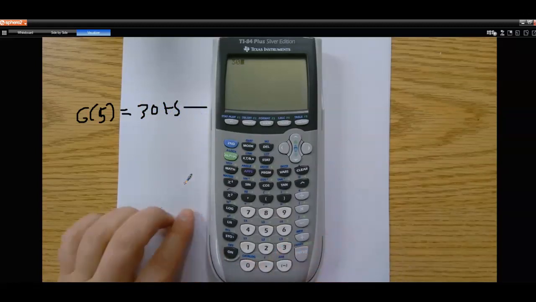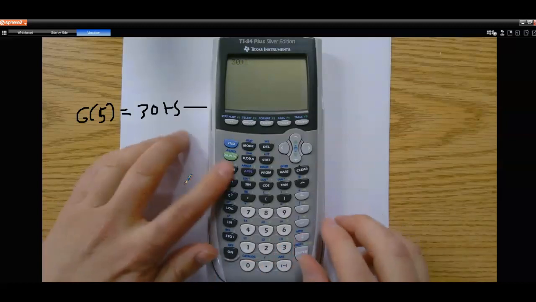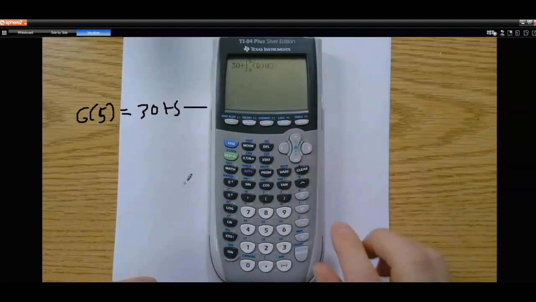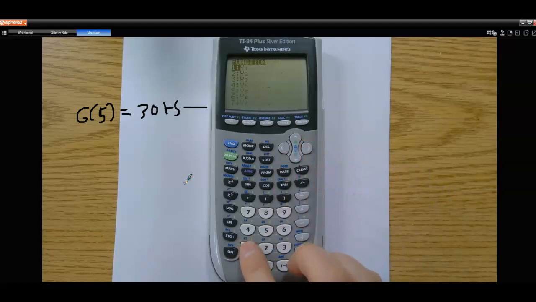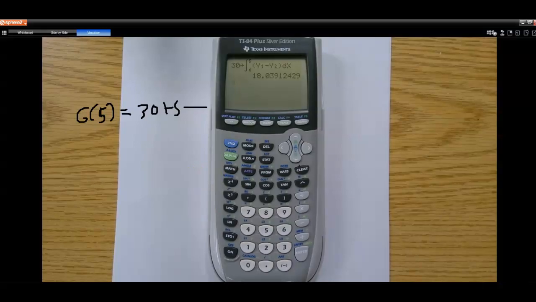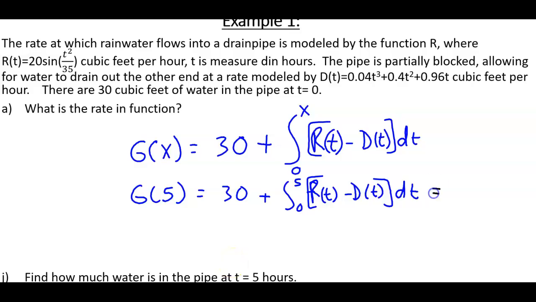So we have our starting amount, 30, plus the net change, which is going from 0 to 5 in this case. And we do our rate in, which I've stored under y1 minus y2, which is my rate out, and then enter. And that'll tell me how much water is in the pipe at that point in time. All right, and that's 18.039, and that would be in cubic feet.